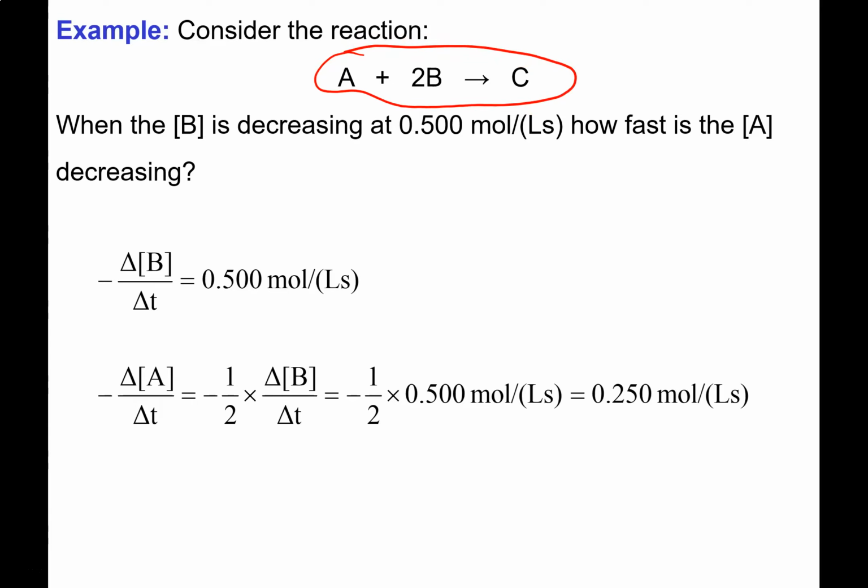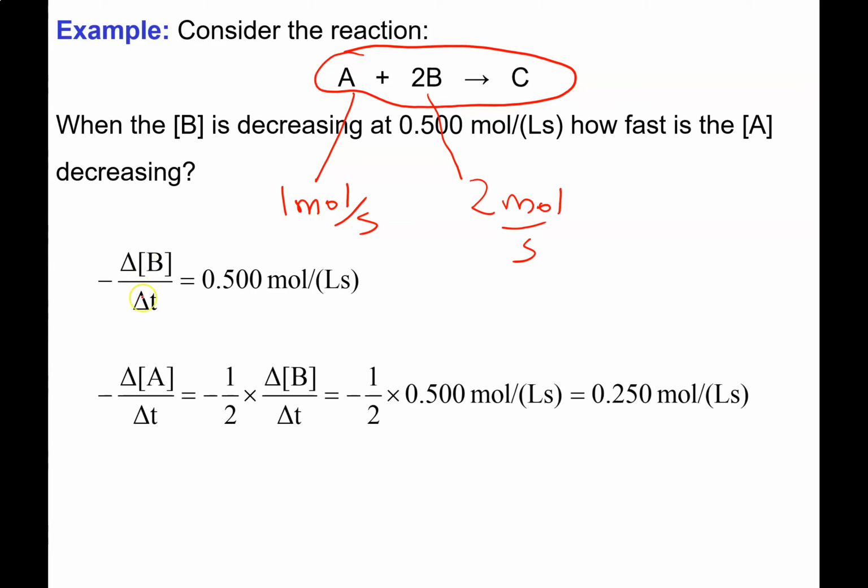And it says when the concentration of B is decreasing at 0.5 moles per liter per second, how fast is the concentration of A decreasing? Well, you probably can sort of recognize that if I was using up 2 moles per second of that guy, then I would be using up 1 mole per second of this guy. So the glib answer is, well, it's going to be used up half as quickly. So I'm going to go through the whole algebra though here.